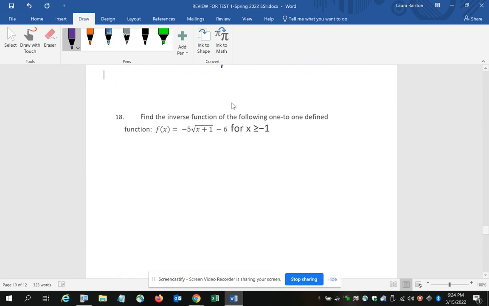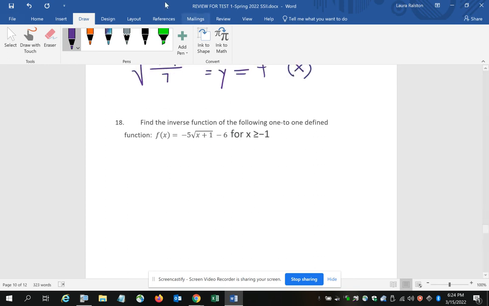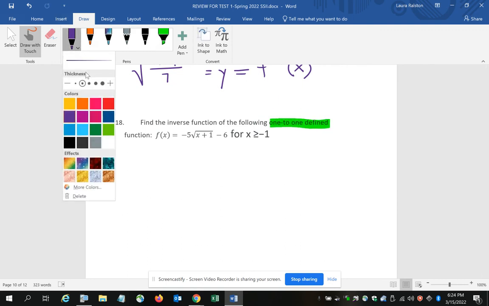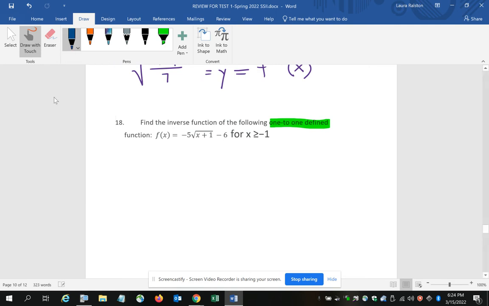18 also asks you to find the inverse of the one-to-one defined function. So again, it initially tells you that it's a one-to-one function for x greater than or equal to -1. Okay, so again, I think of the f of x as your y. First step is to interchange the x and y.